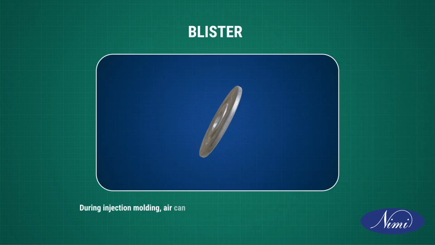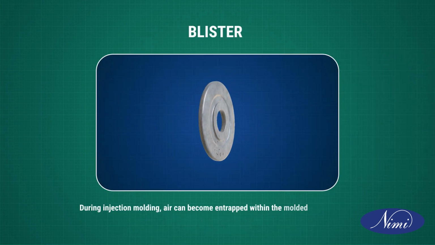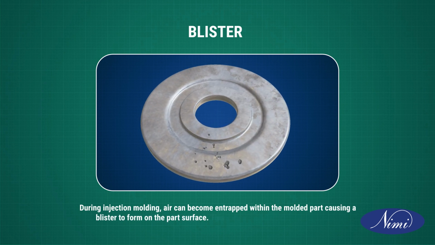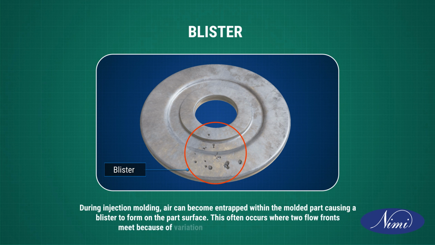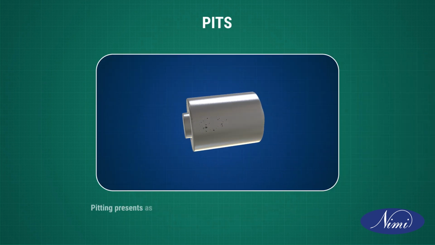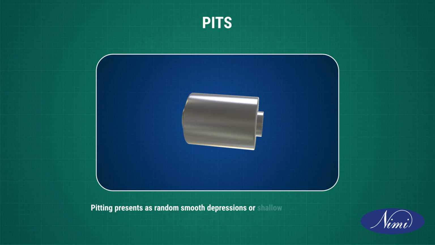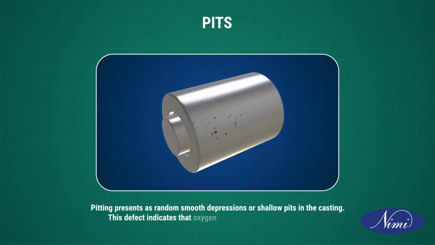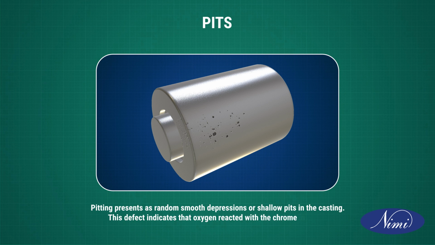Blister. During injection molding, air can become entrapped within the mold part causing a blister to form on the part surface. This often occurs where two flow fronts meet because of variation in part wall thickness or geometry. Pits. Pitting presents as random smooth depressions or shallow pits in the casting. This defect indicates that oxygen reacted with the chrome in metal. This reaction is more prevalent with certain metals.